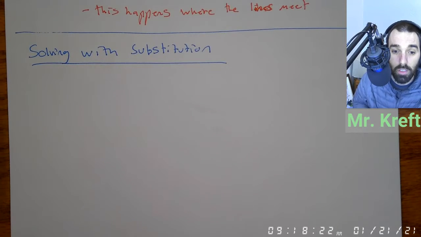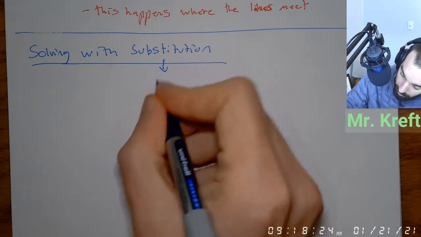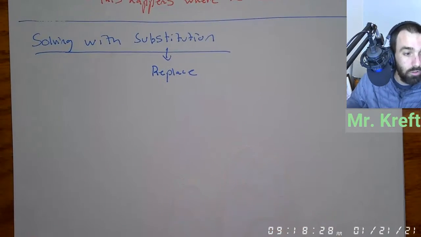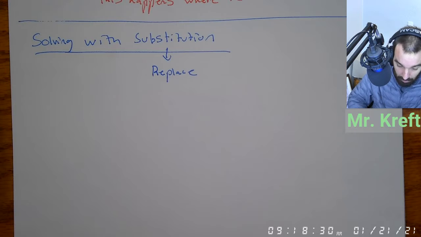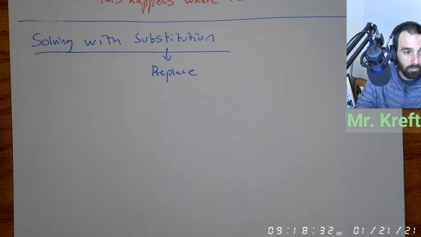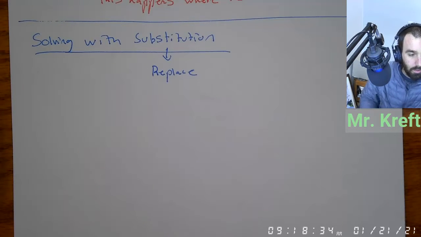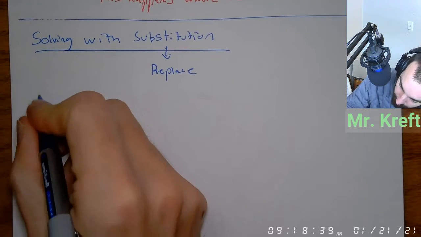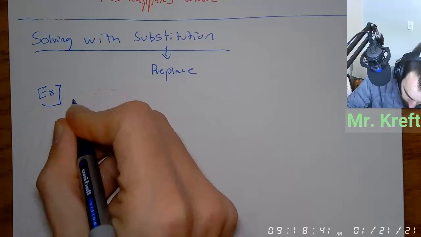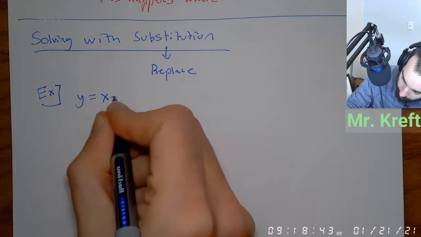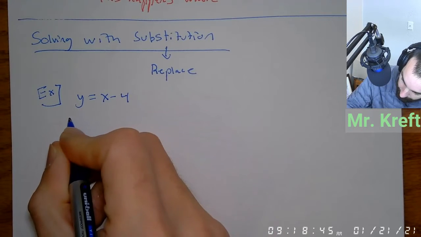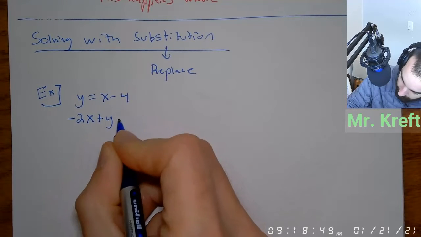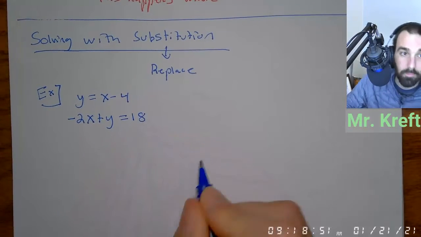So solving with substitution. Substitution is when we replace. I want to do an example of substitution for you guys. Let's do this as an example together. If I have y equals x minus 4 and negative 2x plus y equals 18.